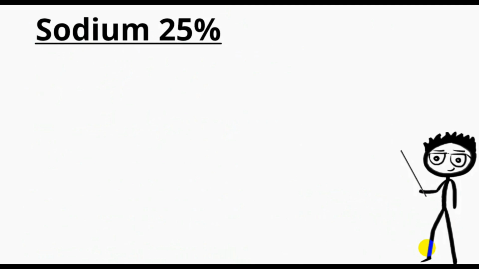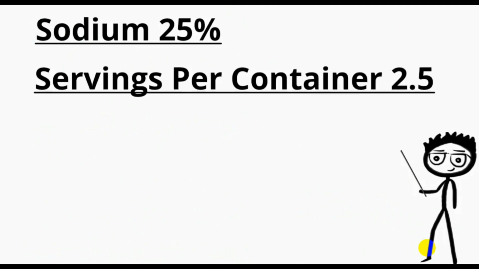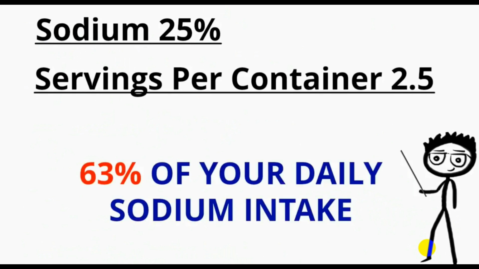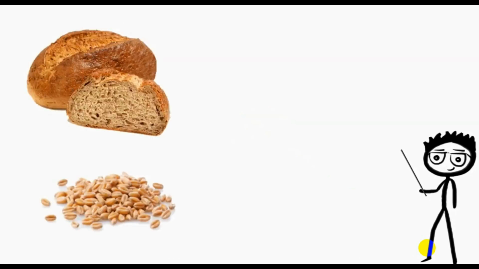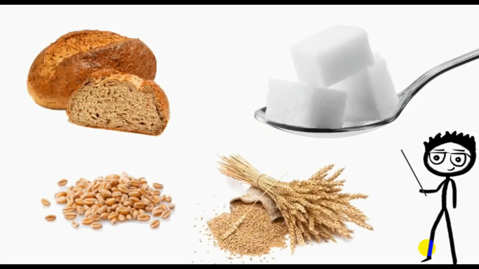If the sodium was 25% of your daily intake and the package had 2.5 servings on it, that means the entire package contains 63% of your daily sodium intake. Quite a bit considering this is 1 snack. Onward, you'll see the carbohydrates section. Carbohydrates are the breads, grains, fiber, and sugars in the food.